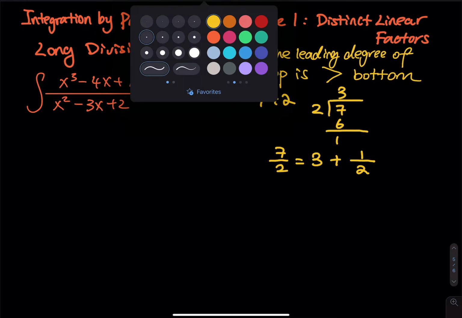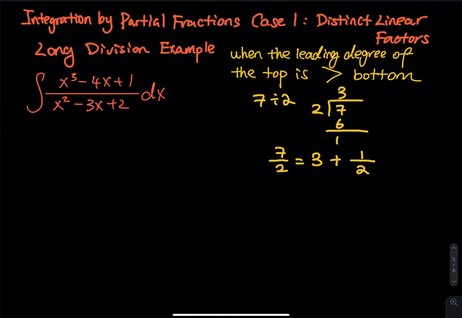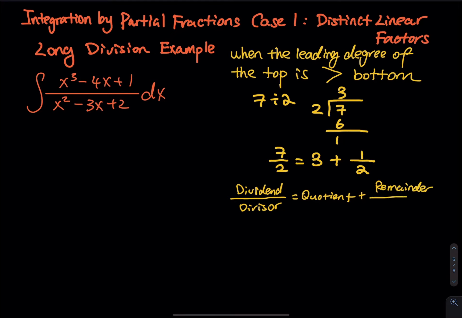Let me put this in general. So we have dividend divided by divisor, that is equal to quotient plus the remainder divided by divisor. But how do you put this on polynomial?